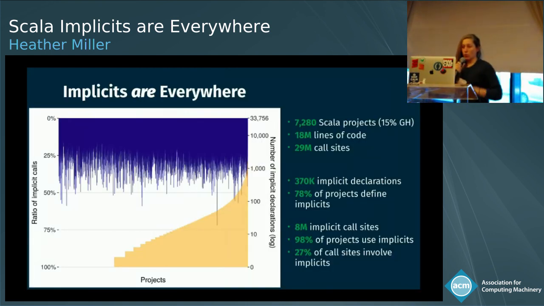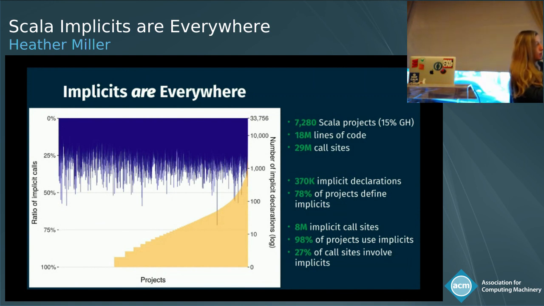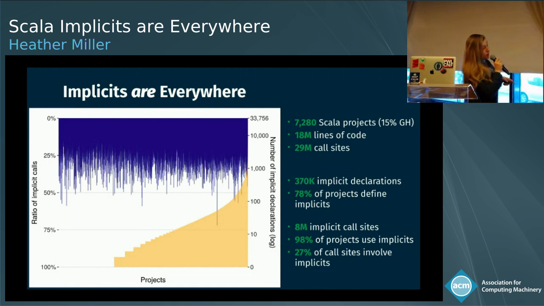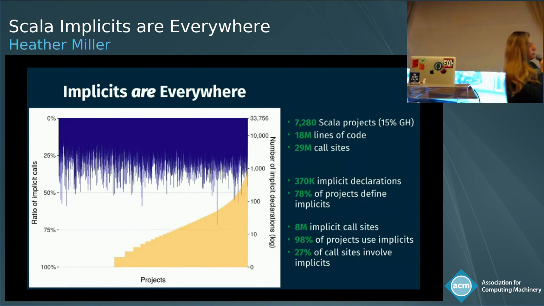So just to give you a quick sense of how everywhere they are. This is about 15% of the Scala code bases on GitHub. This little graph here represents 7,280 projects, about 18 million lines of code, 29 million call sites, and in all of this there are about 370,000 implicit declarations. And what you see here are the number of implicit declarations on this axis, and these are the projects.